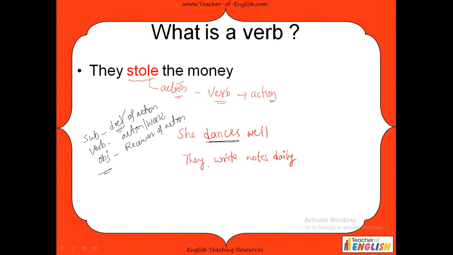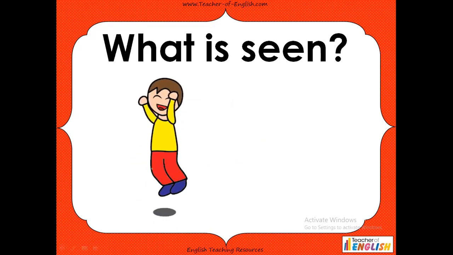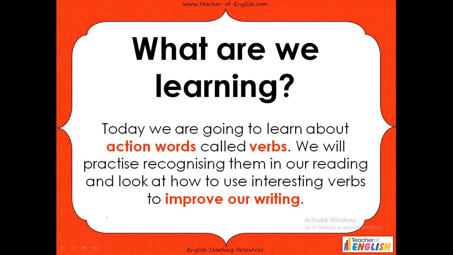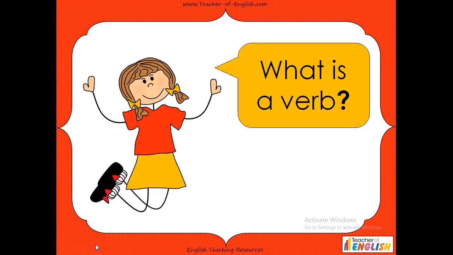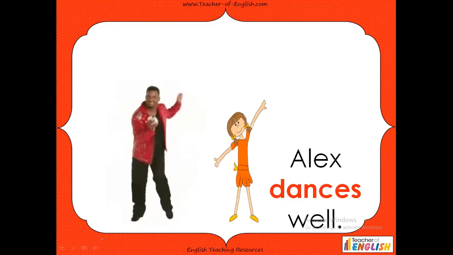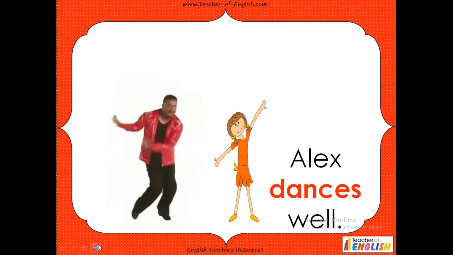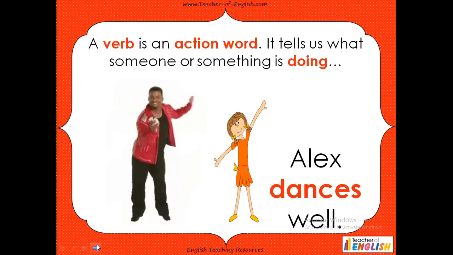If you look at the second example, they write notes daily. What is the action done? The action done by them is write. On the whole, if you look at this, the boy is jumping. So here we are going to learn about action words, which are usually called verbs. We can conclude that verbs are the words that refer to action. Alex dances well. Dancing is the action that he is carrying out here.